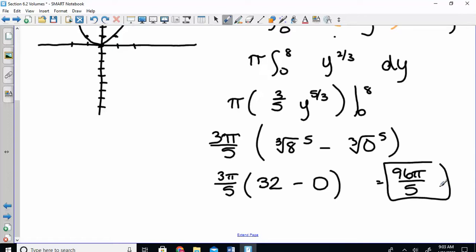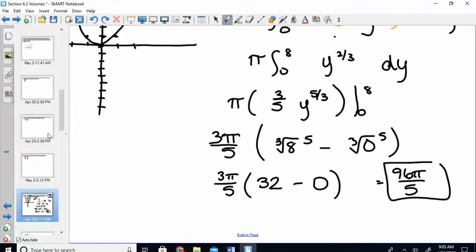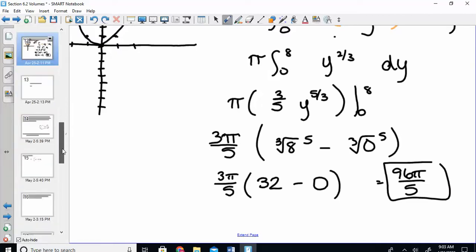So all of these problems we've done so far have something in common. We've formed all of our solids by rotating it around an axis, whether it be the x-axis or the y-axis. And so we're only going to do a couple of them, but there are several different strategies for finding volumes.